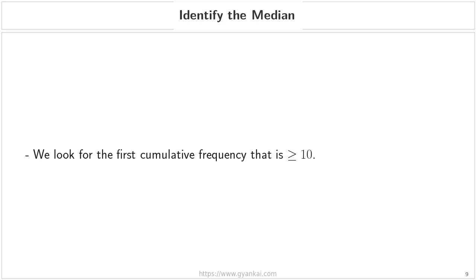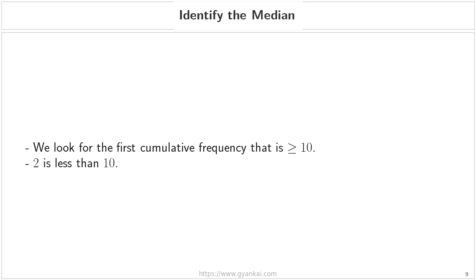Identify the median. Now that we have determined our target position is 10, we move to the final step, identifying the median. To do this, we scan down our cumulative frequency column, looking for the very first value that is greater than or equal to 10. Let's check them one by one.